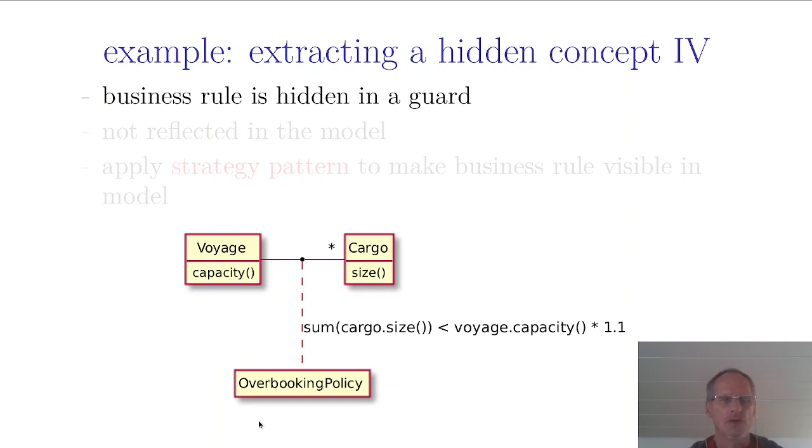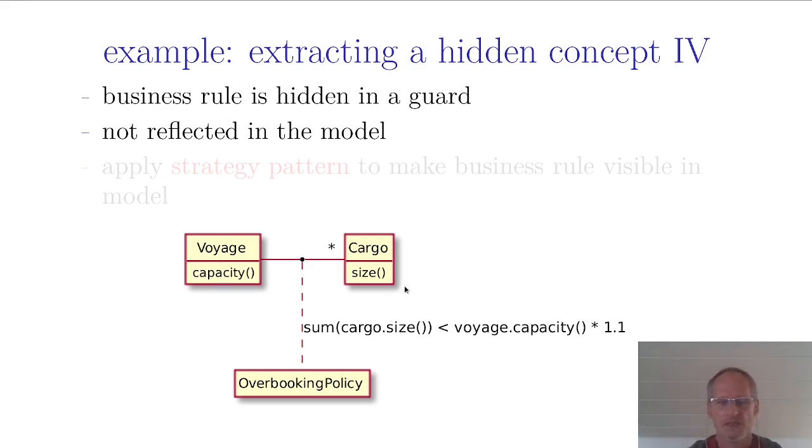What's wrong with doing it this way? Well, one of the things that's wrong is that we have a business rule here, namely that we should allow overbooking on a voyage, shipping. And that business rule is hidden within a guard inside the source code, and it's not being made explicit. In particular, that business rule is also not reflected in the model.